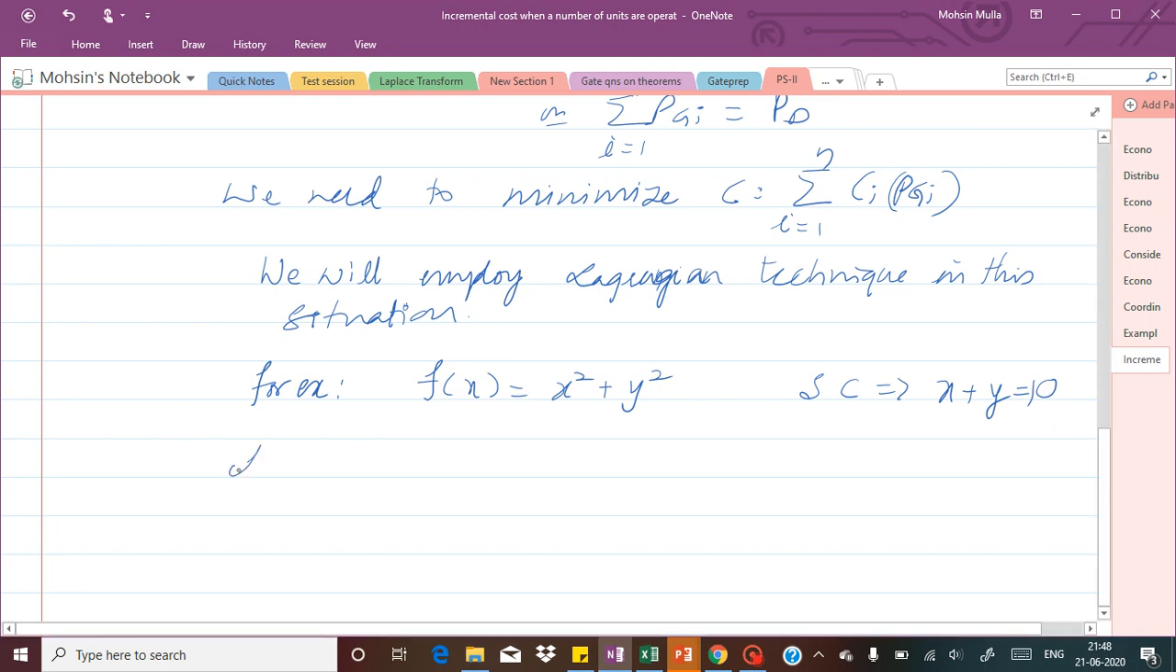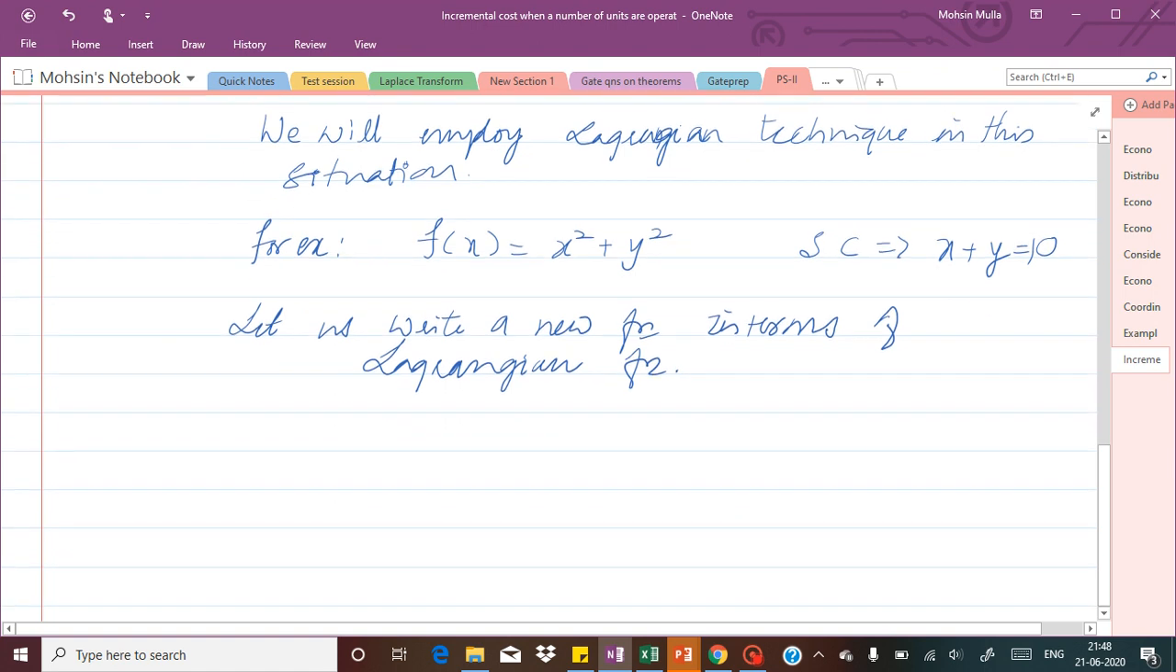So let us now write a new function in terms of the Lagrangian function, which will include that satisfactory condition also. So that is basically represented here as L.